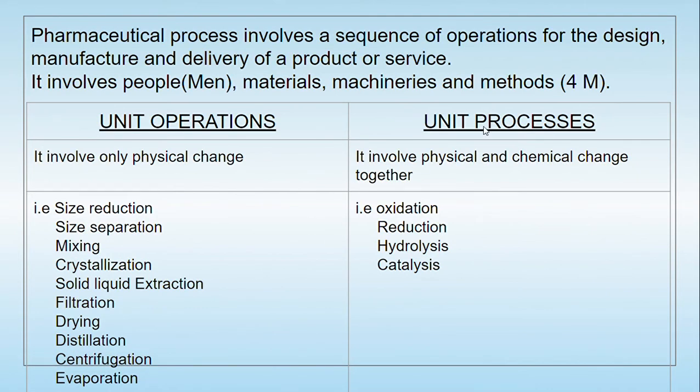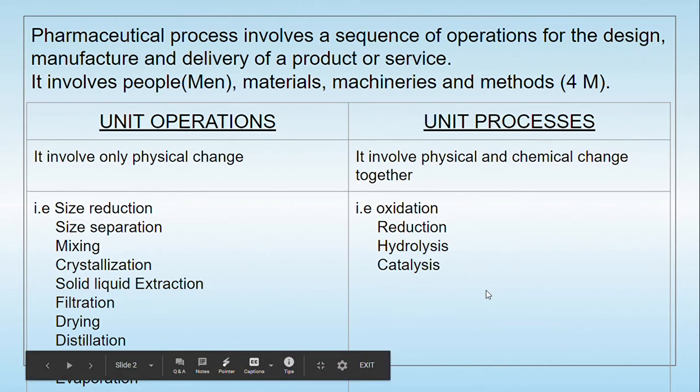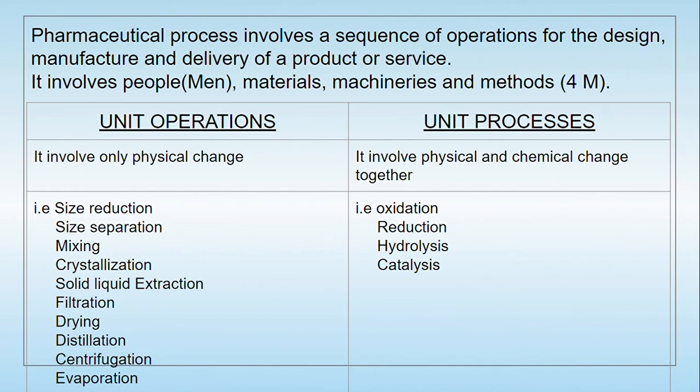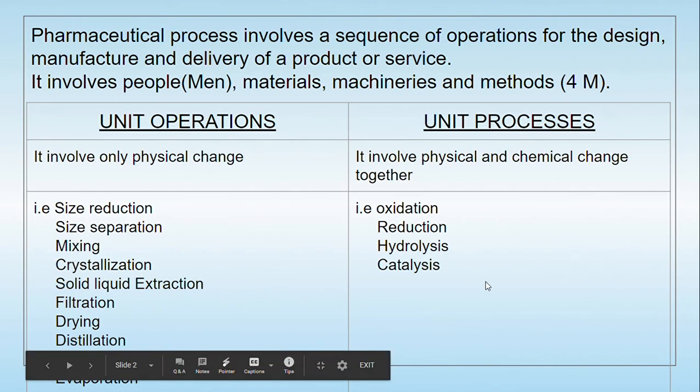Now let's try to understand the unit process. Unit process, along with the physical change, involves chemical change too. For example, certain chemical reactions also take place which change the chemical properties of the material, like oxidation, reduction, hydrolysis, catalysis. Now let's try to understand the different unit operations which you are going to study throughout your pharmacy curriculum.